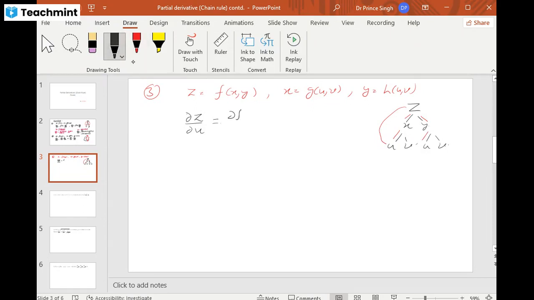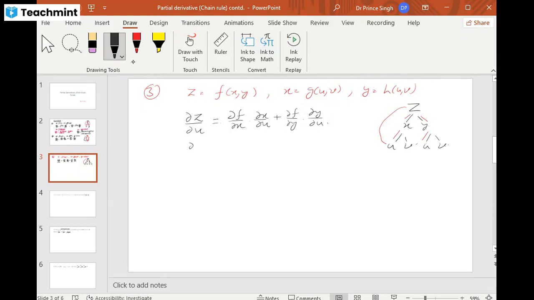So what is the derivative of z with respect to u? It is ∂f/∂x into ∂x/∂u plus ∂f/∂y into ∂y/∂u, because z depends upon two variables and both of these variables depend upon u. Firstly I differentiate with respect to x, then x with respect to u, then with respect to y, then y with respect to u. It may be possible that z depends upon more than two variables. If z depends upon another variable w also, and w also depends upon u and v, then we are also going to add one more term here.